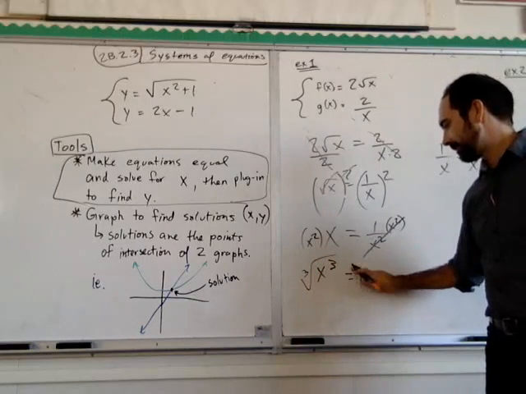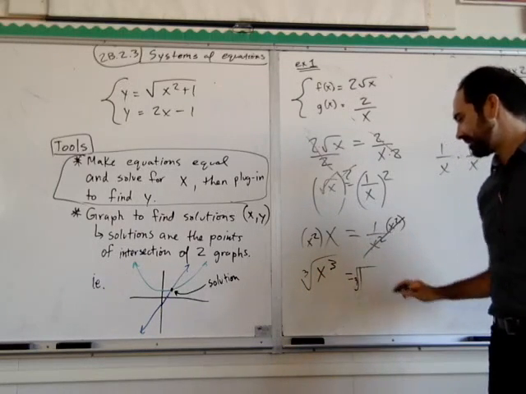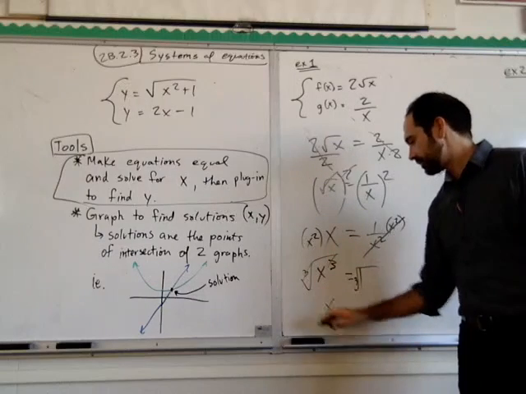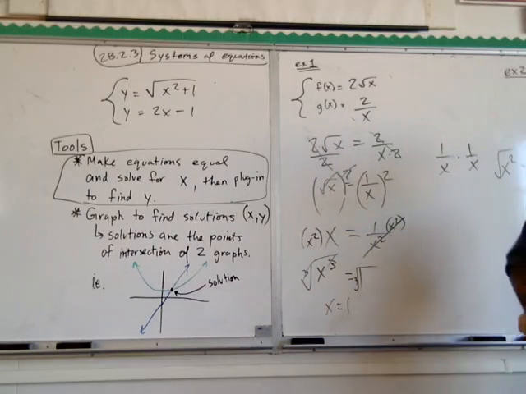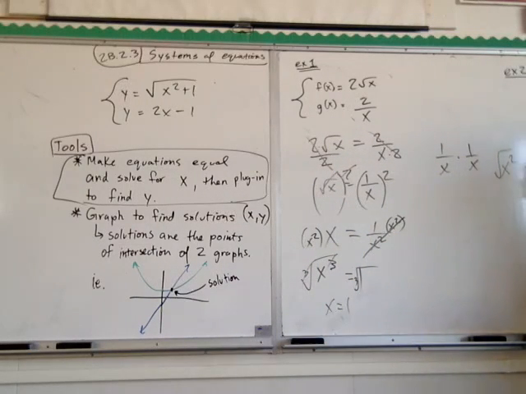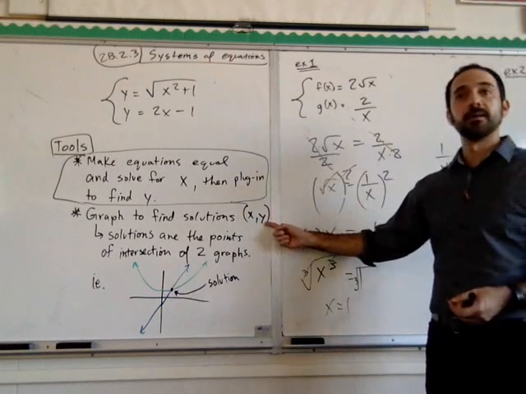Cube root. X is 1. But we're not done with the problem. What else do we need to do? Remember what we're looking for? Intersection point.